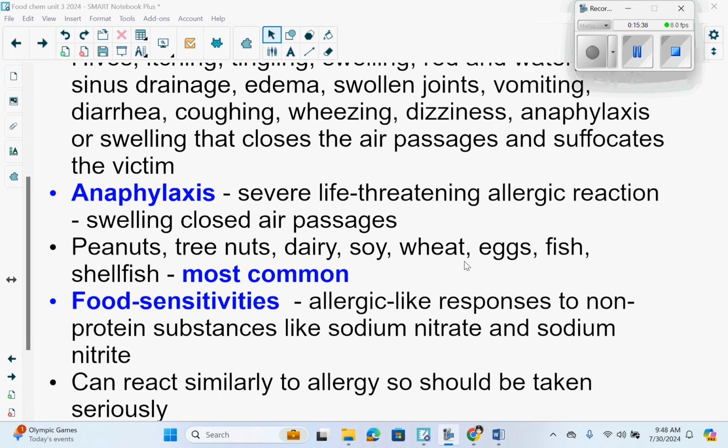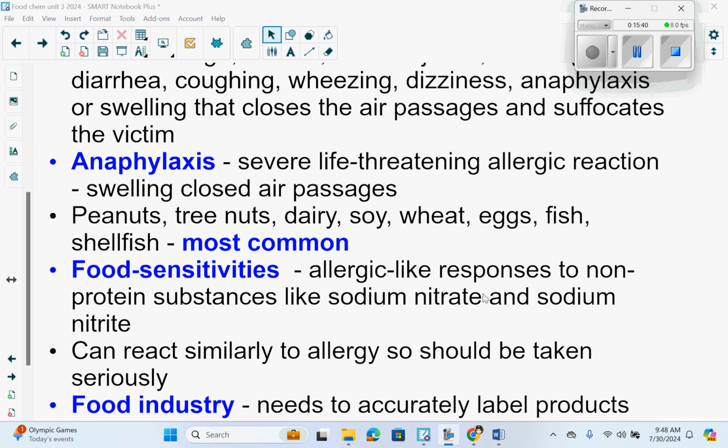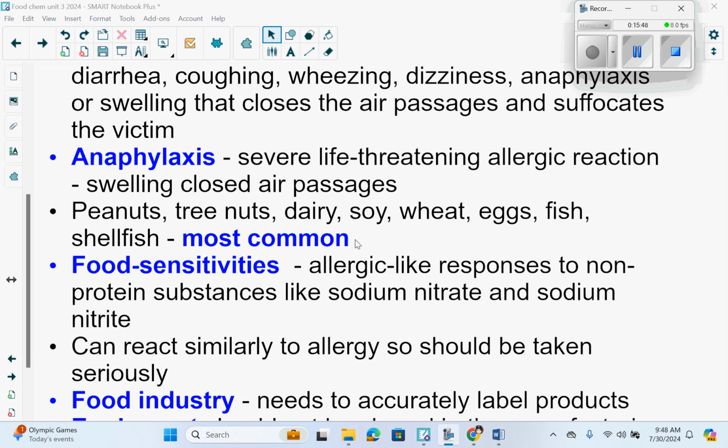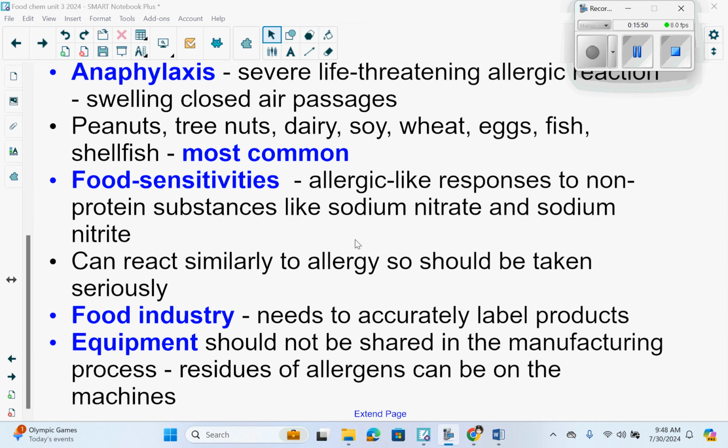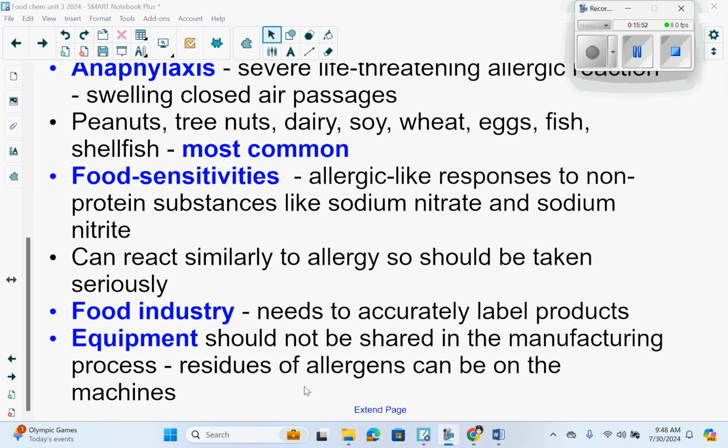You can also have food sensitivities. This is an allergic-like response to non-protein substances like sodium nitrate and sodium nitrite. You can react similarly to an allergy, so they should be taken seriously. The food industry needs to accurately label its products because of these allergies and sensitivities. Equipment should not be shared in the manufacturing process. Residues of allergens can be on the machines.